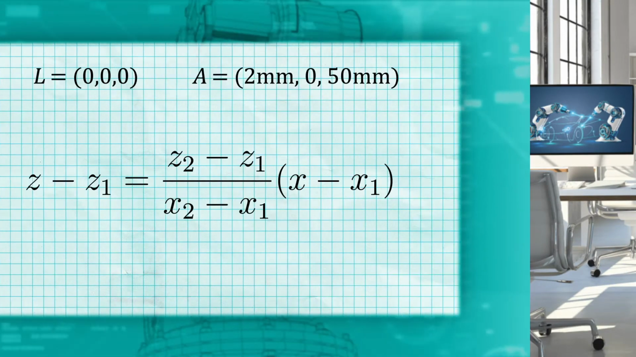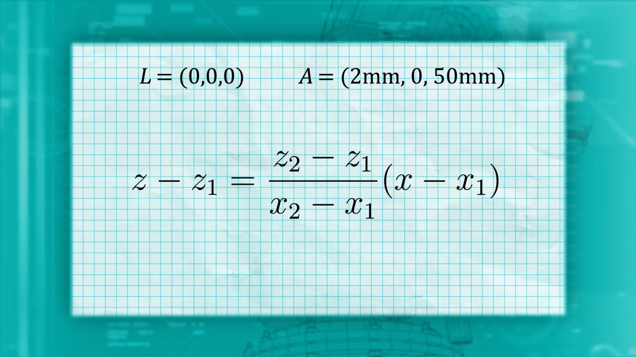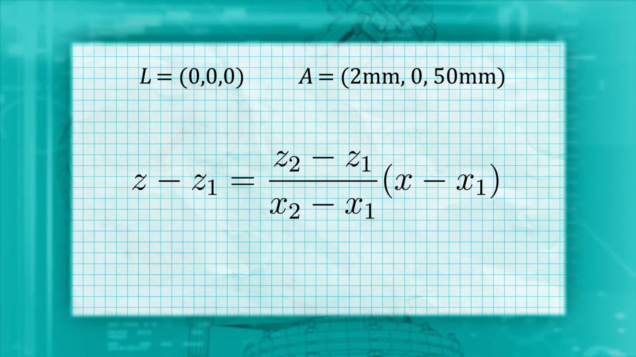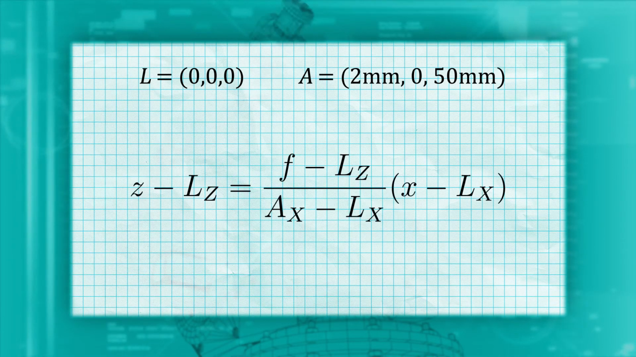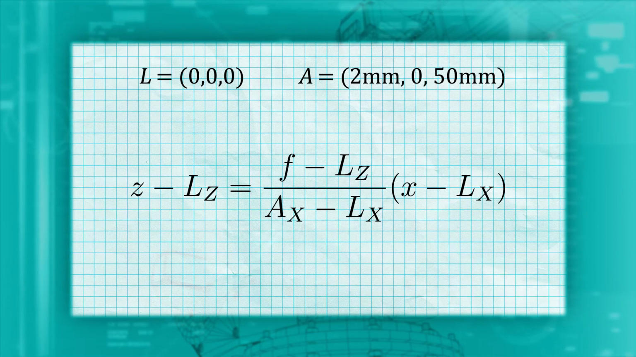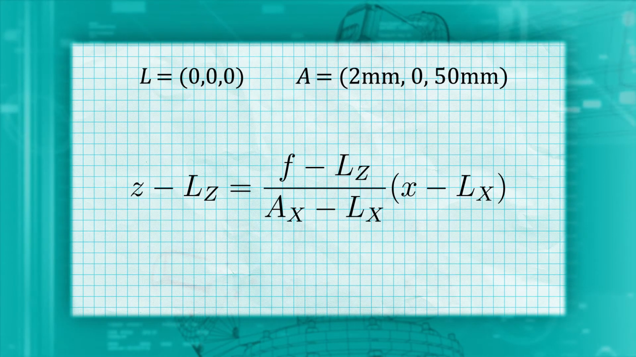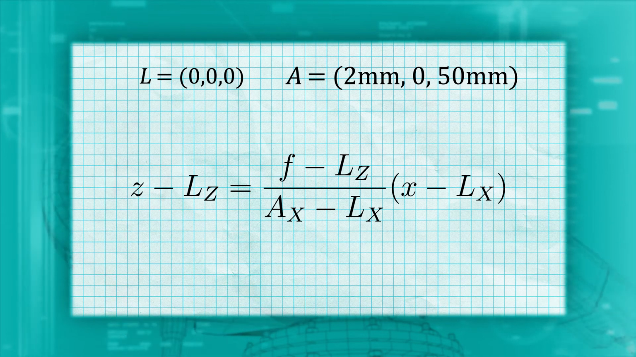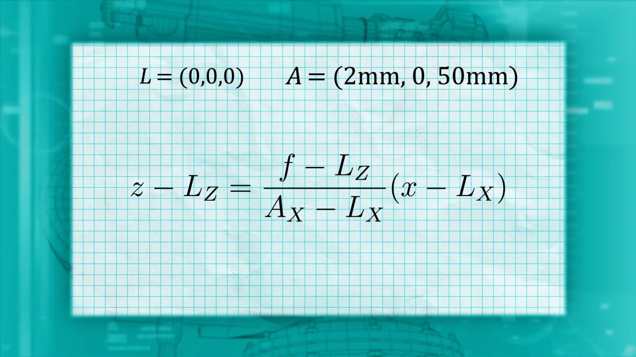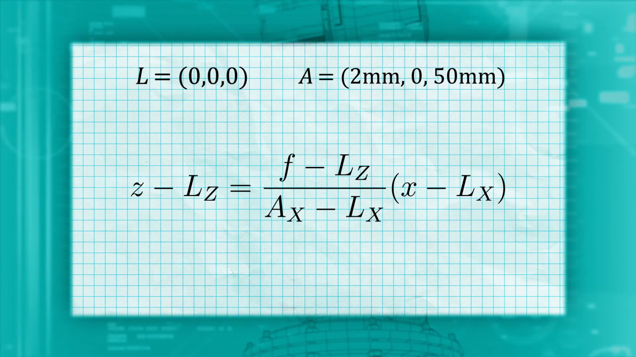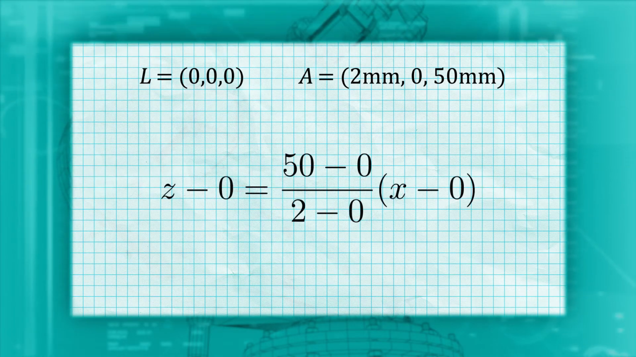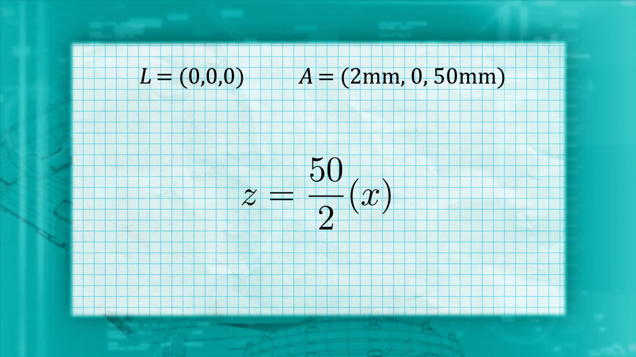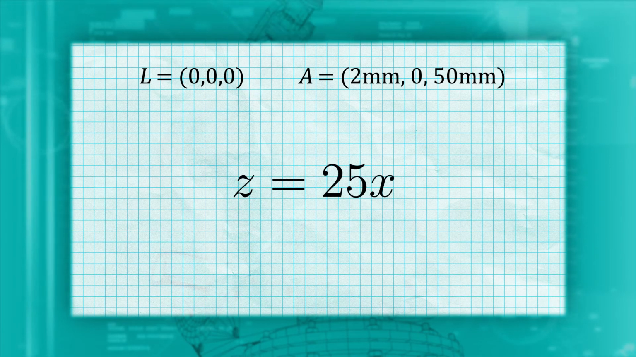From this, we can create the equation for a line through 2 points. Z minus Z1 equals (Z2 minus Z1) divided by (X2 minus X1) multiplied by (X minus X1). We already know some elements of this equation. We will set point 2 to be the feature on the image plane at point A, which is located at the focal length along the Z-axis, and at the X-coordinate we have already found. We also know that point 1 is the left camera center and is at 0, 0. We can simplify, and substituting in our values, we see that we get Z equals 25x.